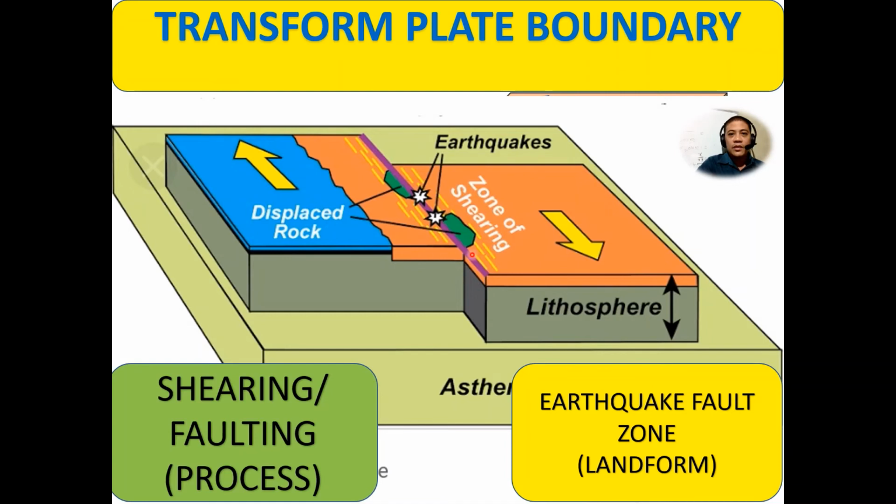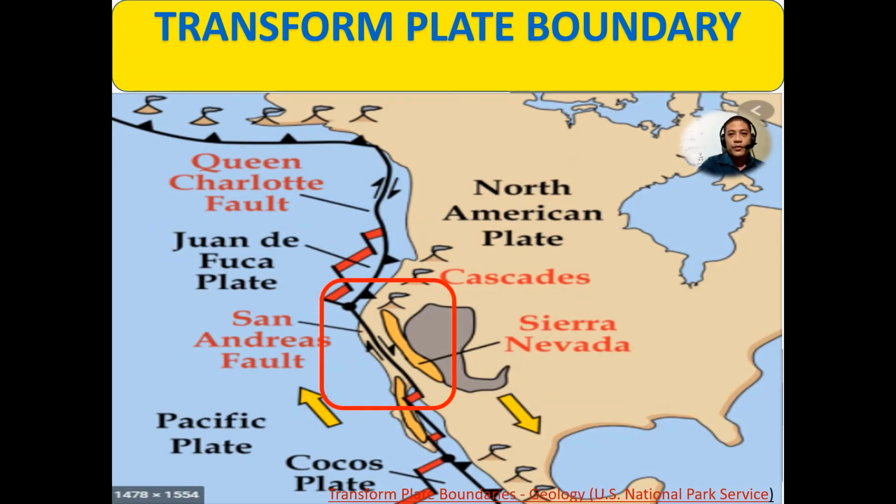The grinding action between the plates at the transform plate boundary results in shallow earthquakes, large lateral displacement of rock, and a broad zone of crustal deformation. Due to the shearing or faulting process in the transform fault boundary between Pacific and North American plates, the San Andreas Fault in western US is transecting the continental crust.